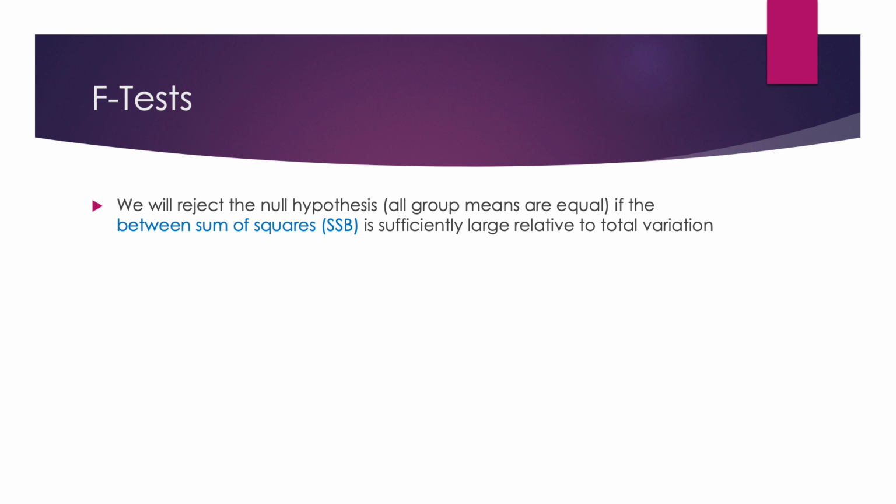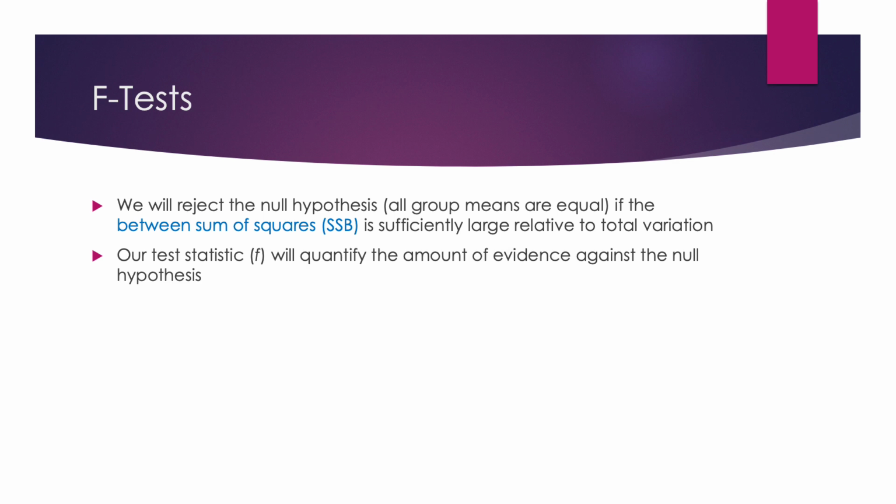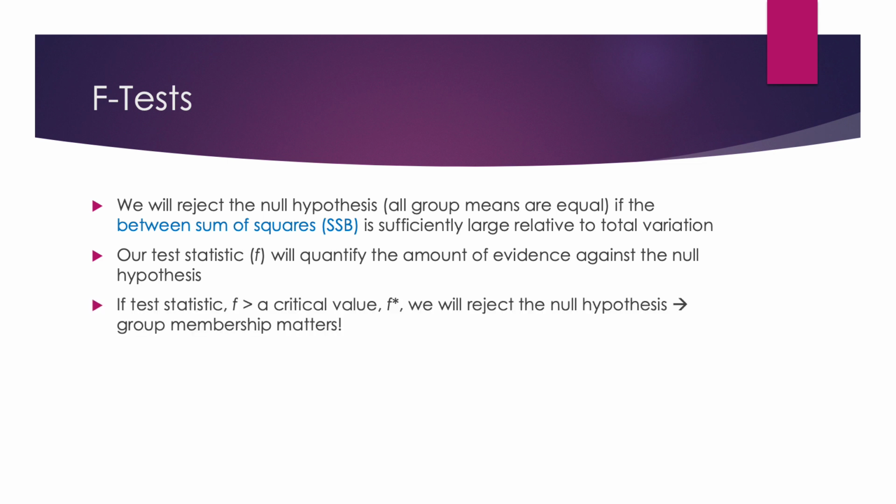So, we're going to reject our null hypothesis, meaning all group means are equal, if the between sum of squares is sufficiently large relative to the total variation. Our test statistic F will quantify the amount of evidence against our null hypothesis. If the test statistic F is greater than our critical value, F critical, we will reject our null hypothesis. Group membership appears to matter.